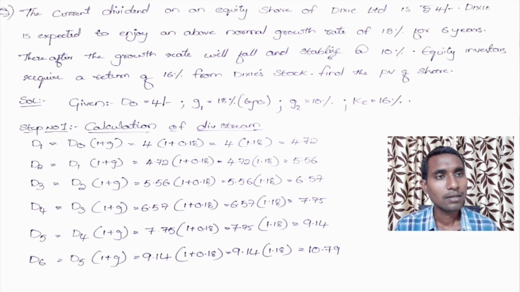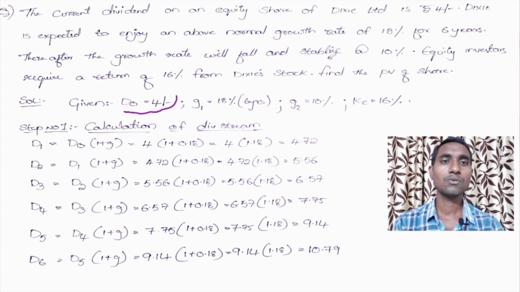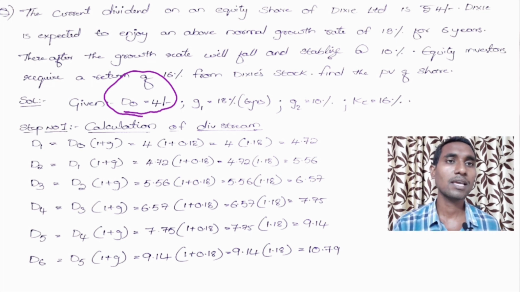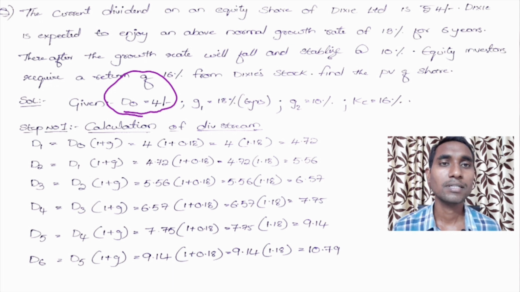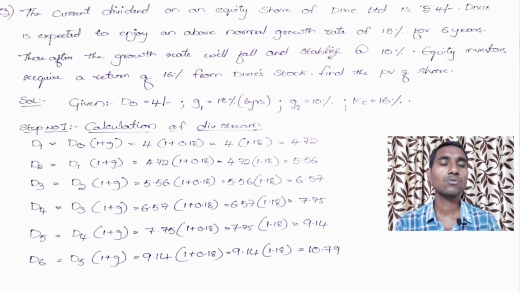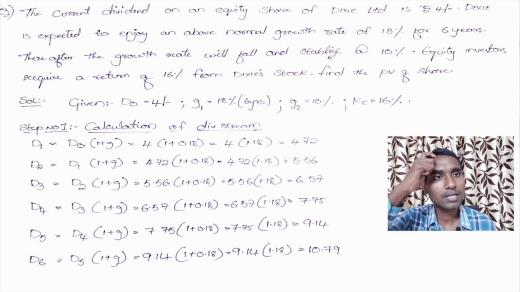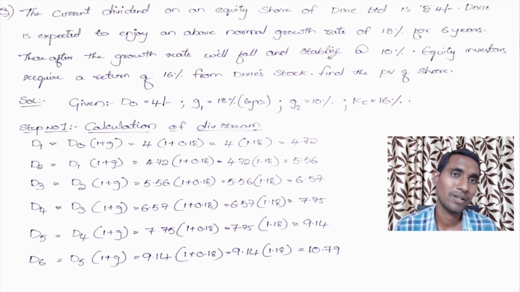So from the given question, we can identify that D0 is given, that means he is saying the current year dividend. He is not giving the expected dividend, but the current year dividend. The current year dividend is assumed to be D0 equals 4. Now he has given two growth rates, G1 and G2, and he has also given K. When two growth rates are given, we assume that it falls under the purview of the multiple growth rate model.